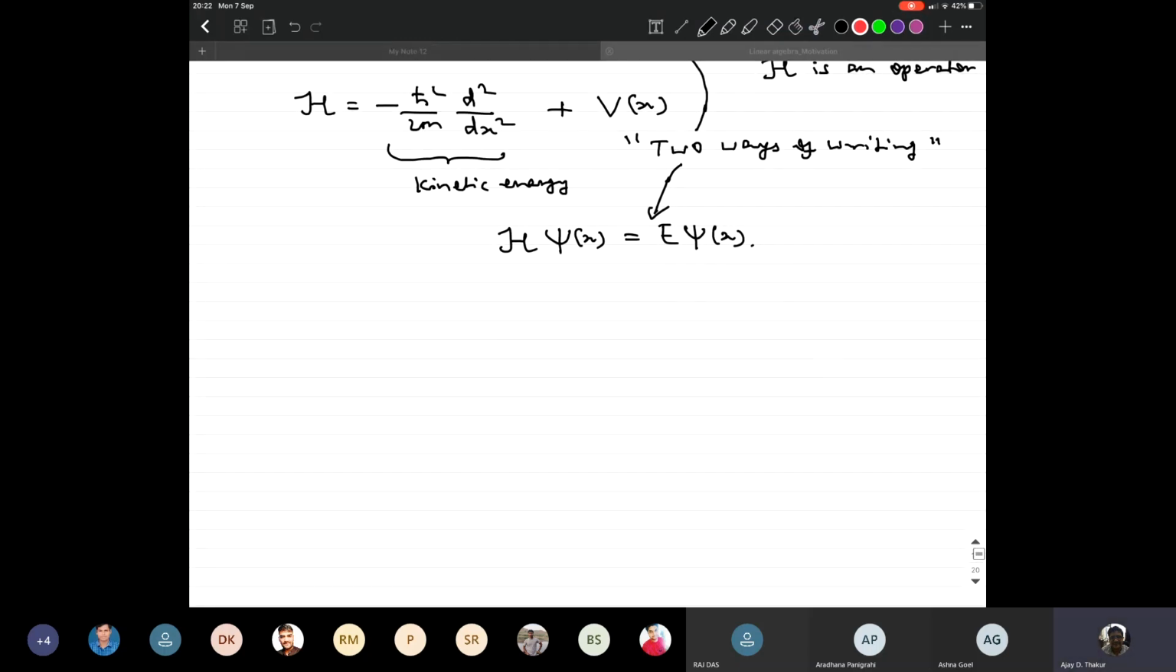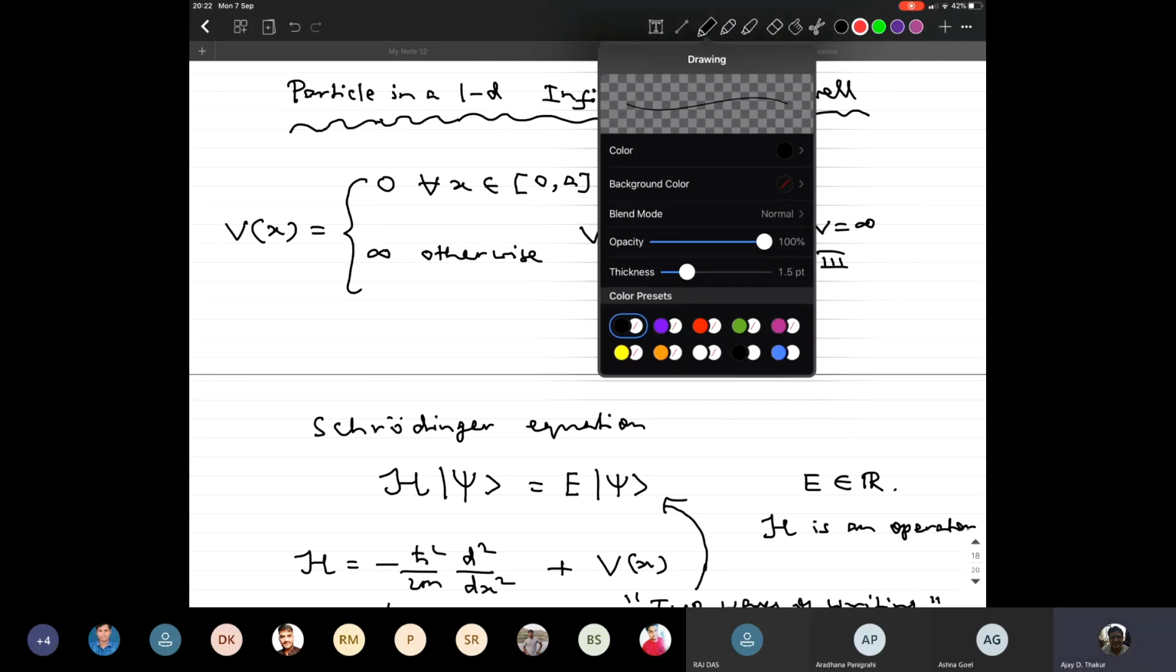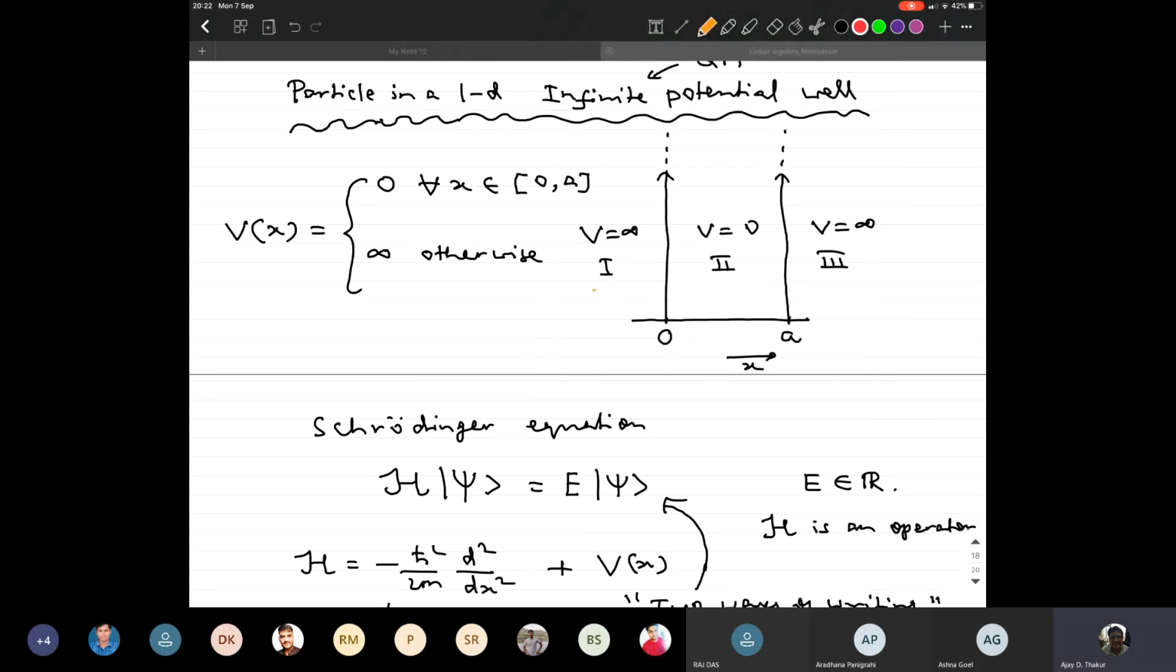Now, given the simplicity of the problem here, we can see that in region 1, say suppose we take this color, psi1 of x is 0 everywhere, because as per the postulate of quantum mechanics, psi(x) is the wave function corresponding to the particle, such that mod psi squared is the probability of finding the particle in that region. Because V is infinity here, straightforwardly mod psi1 squared equals mod psi3 squared equals 0. That also means psi1(x) equals 0 and psi3(x) equals 0.